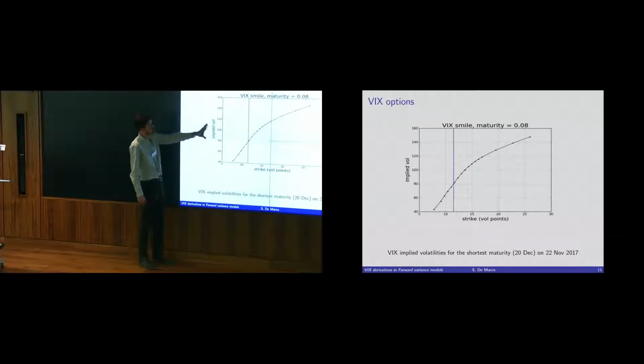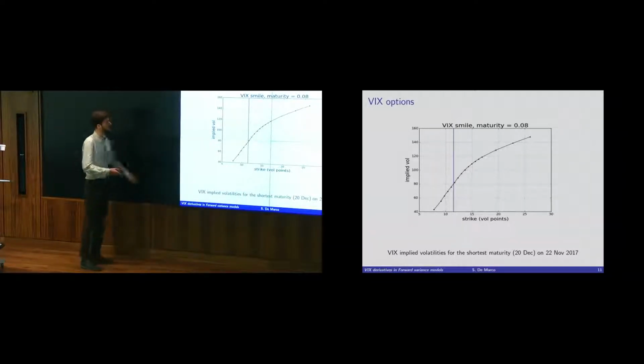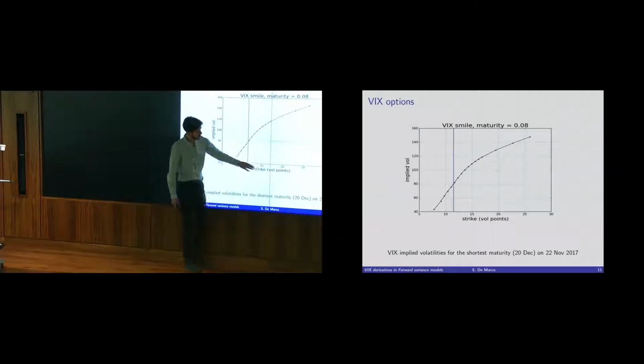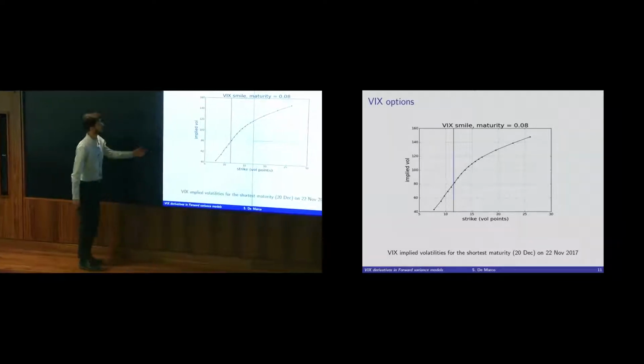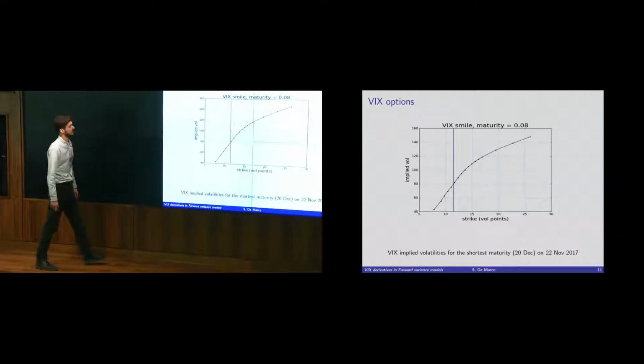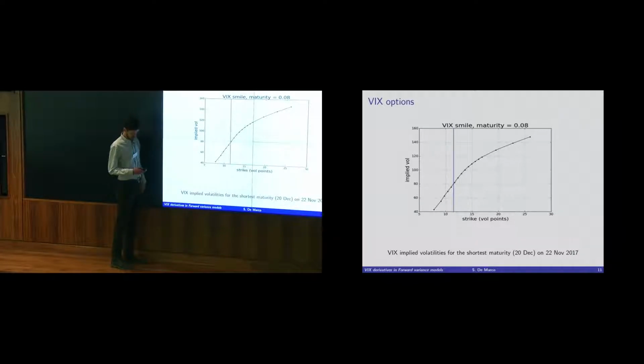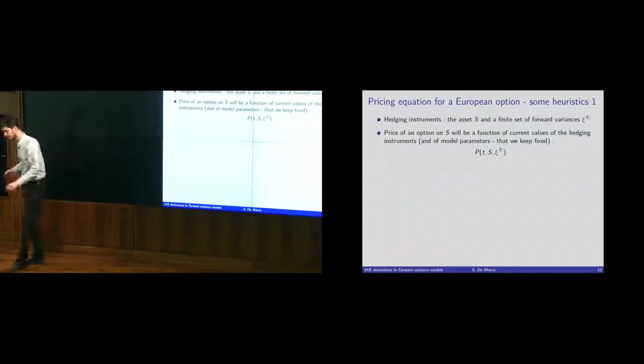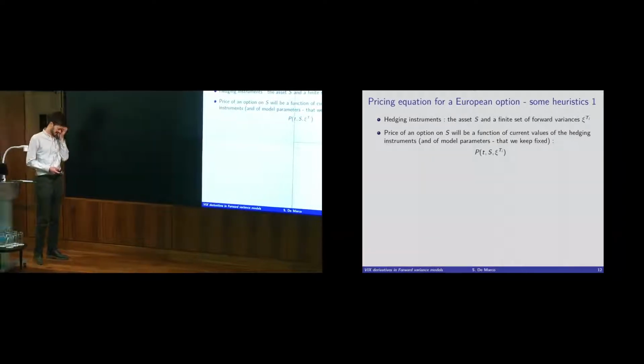In any case, these are the market data you typically have to deal with for one maturity. This is the shortest maturity, one month, in November 2017. Options on VIX look like that, with very high implied volatilities. Good. So these are the data we want to deal with, and we want to build a model to deal with a set, possibly, of these derivatives.